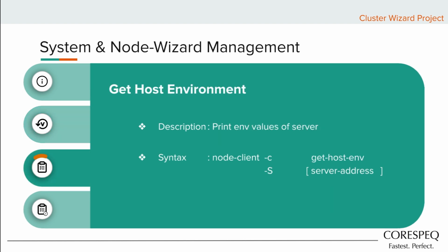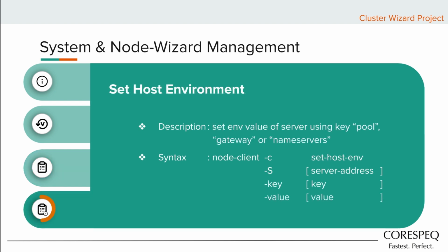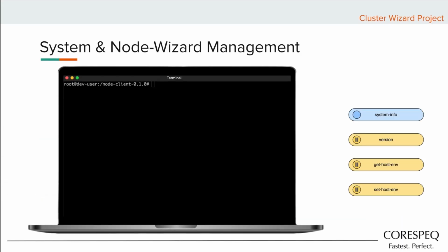The get host env command prints the environment values set for the server. Again, this command needs the server address as the input. Lastly, the set host env command sets the environment values of the server using the key, pool, gateway, or name servers. This command needs the server address, key, and value as the inputs. Now, let's have a look at the demonstration video for receiving basic information from Node Wizard and updating environment variables.